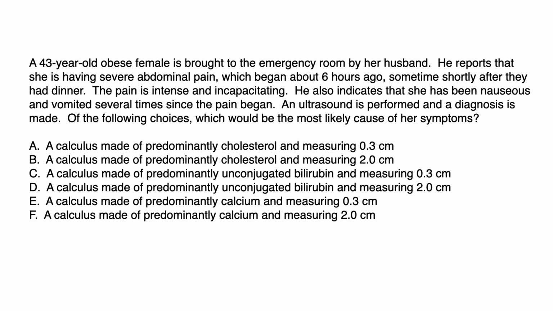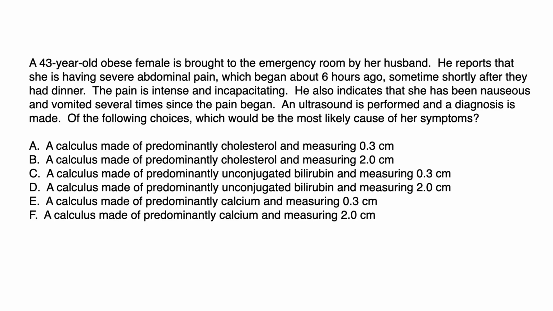Second question. So pause, read it, and then we'll go through it. A 43-year-old obese female is brought to the emergency room by her husband. He reports that she is having severe abdominal pain, which began about 6 hours ago, shortly after they had dinner. The pain is intense and incapacitating. He also indicates that she has been nauseous and vomited several times since the pain began. An ultrasound is performed and a diagnosis made. Of the following choices, which would be the most likely cause of her symptoms?